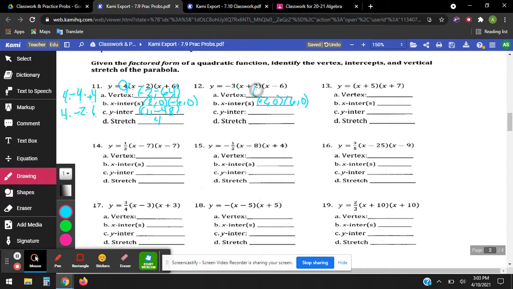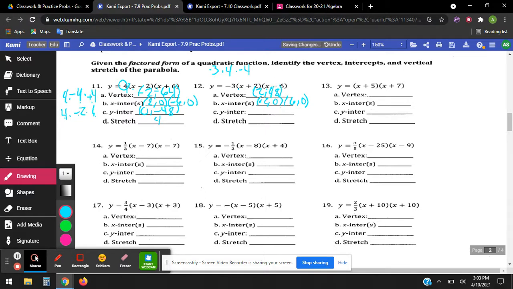Half of that is positive 2. So if I plug in a 2 here, I have negative 3 times 2 plus 2 is 4, times 2 minus 6 is negative 4. So now negative 12 times negative 4 is a positive 48.